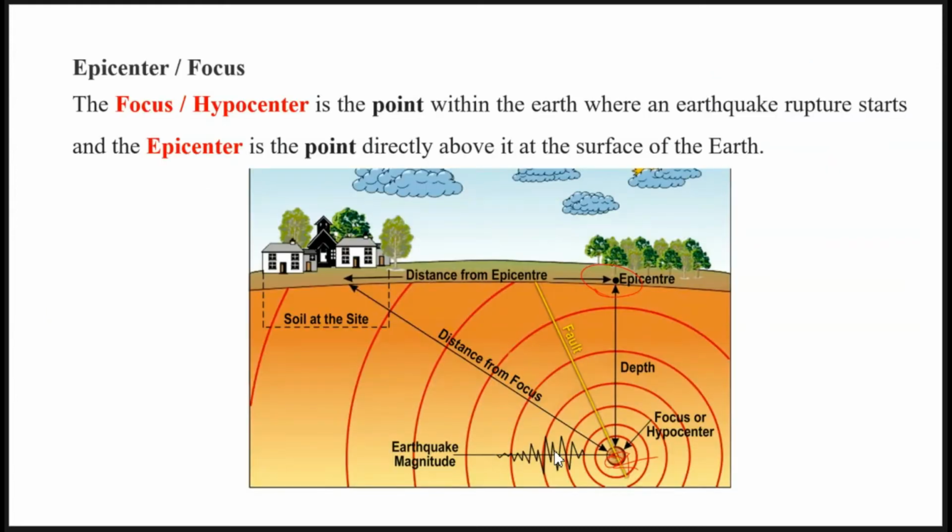Before discussing the seismometer, let us understand the terms epicenter and focus of an earthquake. A focus is a point within the earth along the rupture of the geological fault where an earthquake originates. It is the actual place where the earthquake occurs. And the epicenter is a point just above the focus on the surface of the earth.